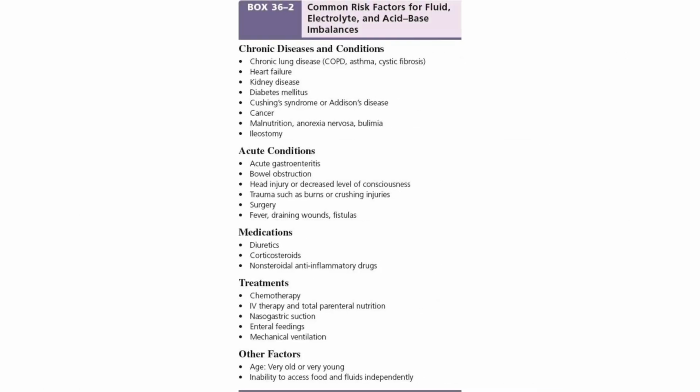This mind map illustrates the broad range of topics we'll cover, including distribution, function, assessment, diagnosis, and clinical management of fluid and electrolyte issues. Risk factors for fluid, electrolyte, and acid-base imbalances fall into several categories: chronic diseases like COPD and heart failure, acute conditions such as trauma and surgery, medications like diuretics, treatments such as chemotherapy and mechanical ventilation, and other factors like age.